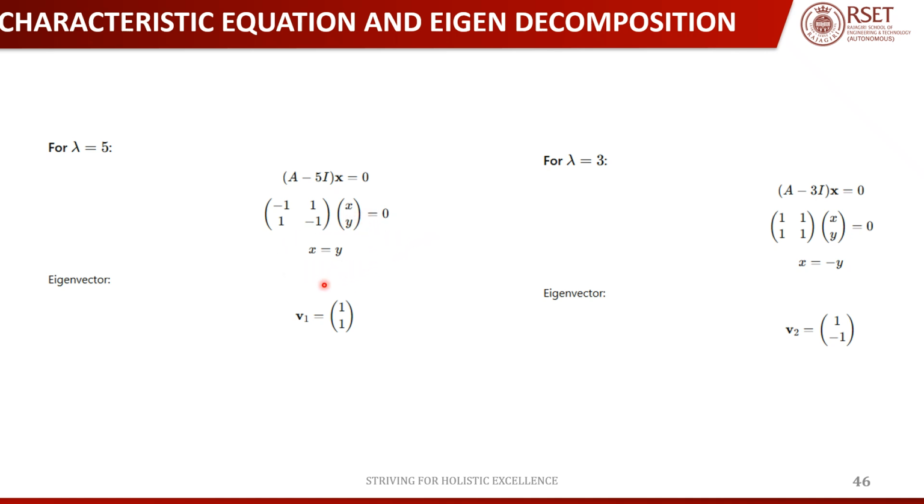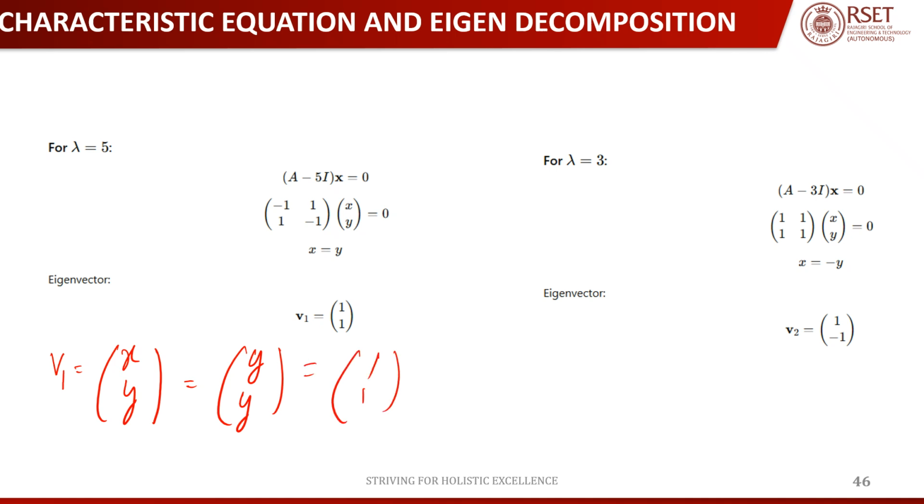And if x is equal to y, our vector x was x, y. Let us take it to be v1. So v1 is equal to x, y, and here we have x equal to y, so that will be y, y, and let us take y to be arbitrary, let it be 1. So v1 is 1, 1. So our eigenvector is 1, 1.